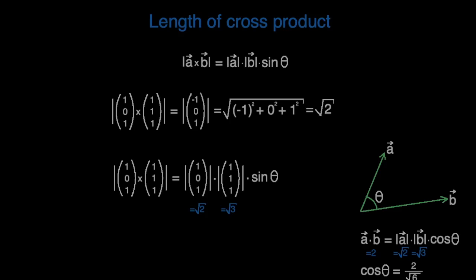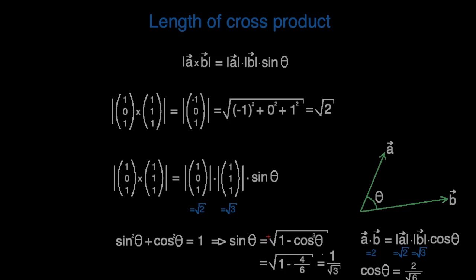We have cosine theta and we need to find the sine theta. We may use the fact that sine squared theta plus cosine squared theta is equal to 1. From here, sine theta is equal to square root of 1 minus cosine squared theta. Note that the sign here is positive, as theta must be less than 180 degrees. So, by simplifying, we get sine theta is equal to 1 over square root of 3.